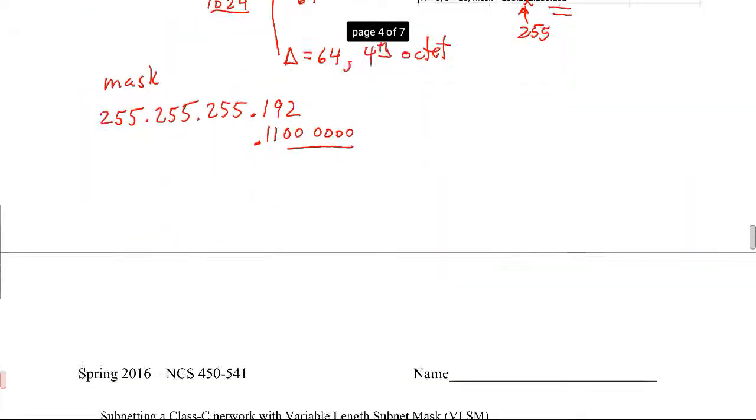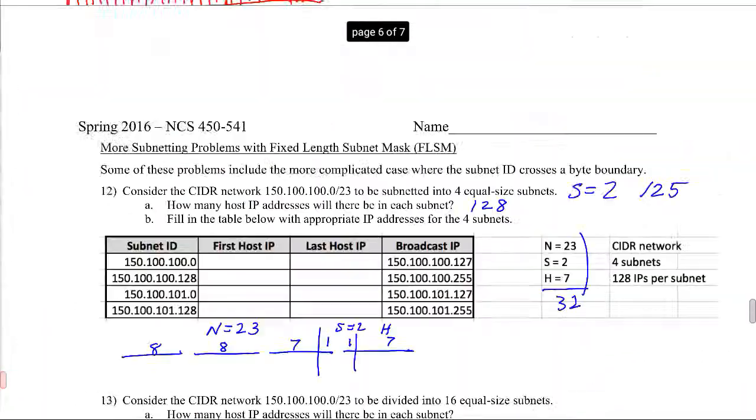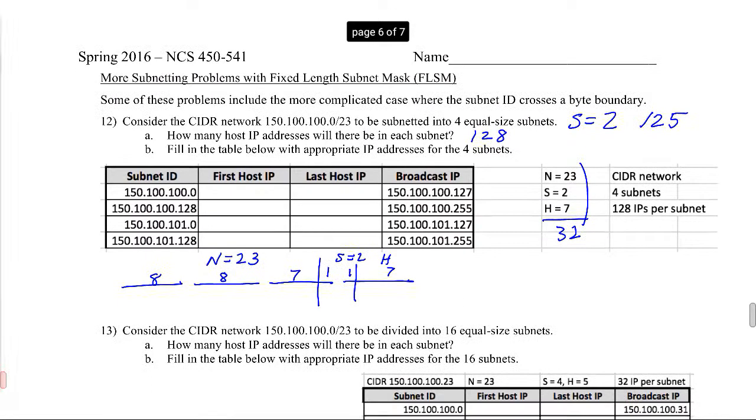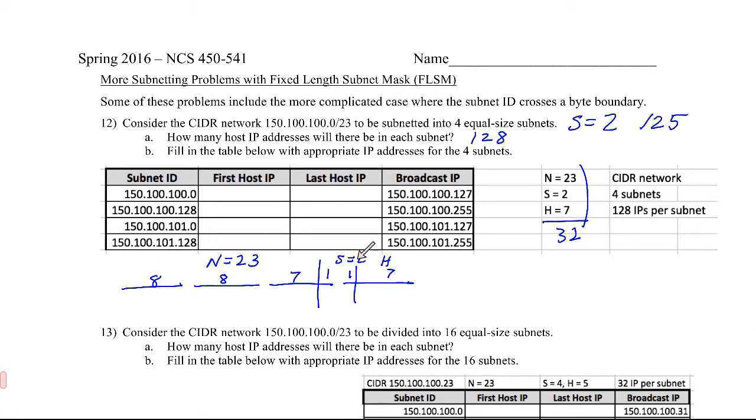So let's look at the rightmost S bit, and that is occurring in the 4th octet in the 128th place. Okay, so my delta is 128 in the 4th octet. Okay, yet I need to increment up in the 3rd octet by 1s. Okay, and so you see that here.